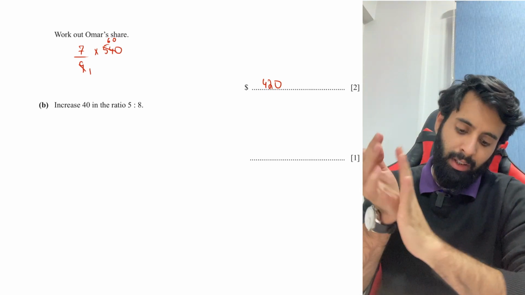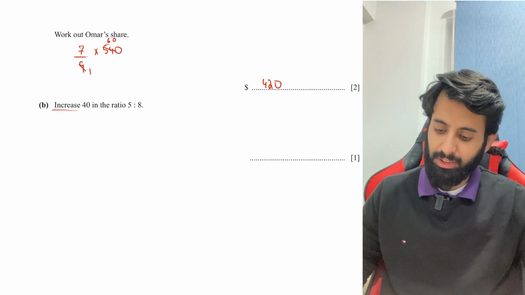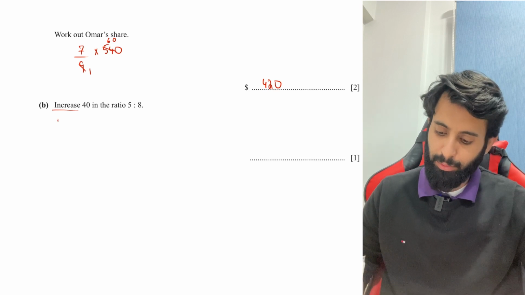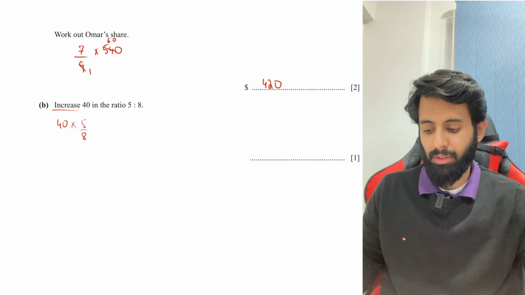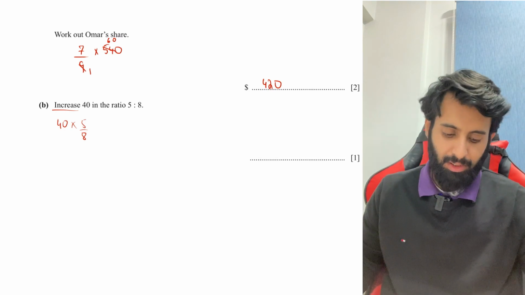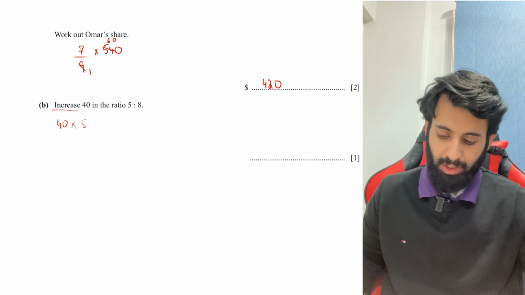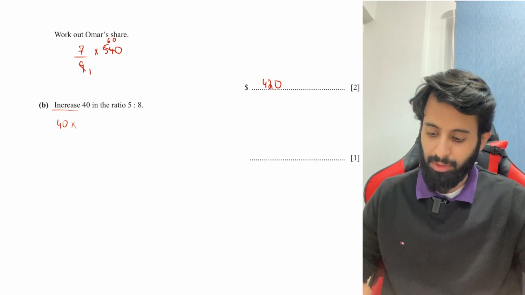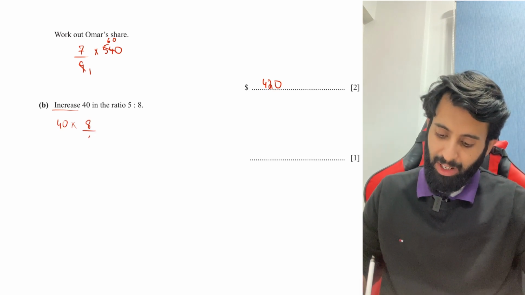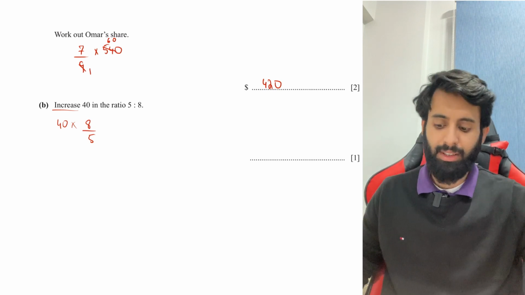Okay, so there's a small catch in this question. It's asking you to increase a certain value, but if you were to multiply 40 by 5/8, what you would end up doing is decreasing the number. So if you want to increase a number in a certain ratio, always put the larger value at the top. That means you'd put 8 upon 5 so that the result is the increased value.